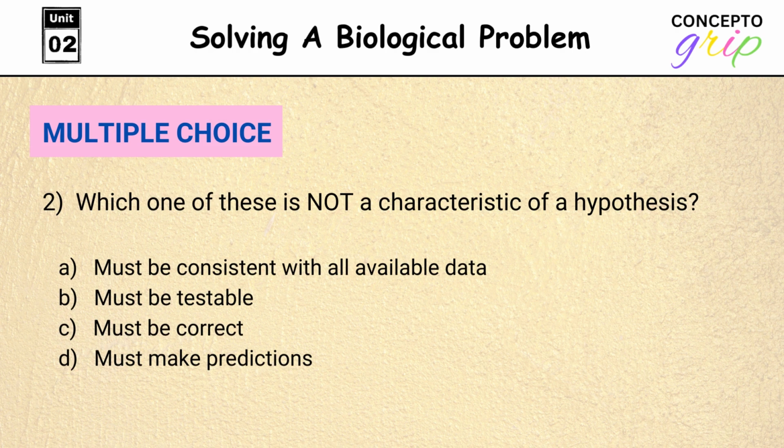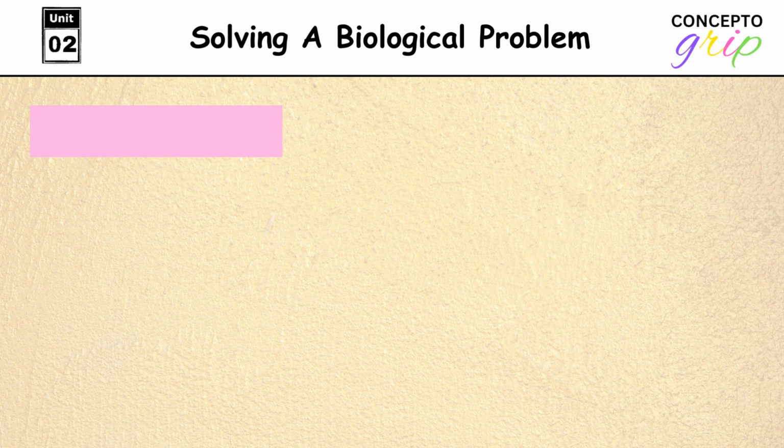Number 2. Which one of these is not a characteristic of a hypothesis? A. Must be consistent with all available data. B. Must be testable. C. Must be correct. D. Must make predictions. Correct option is C. Must be correct.